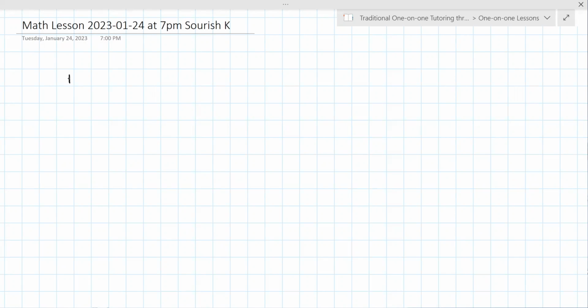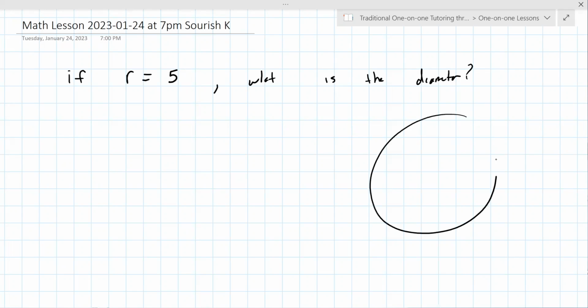Okay. So if the circumference, actually, let's do it this way. If the radius equals 5, what is the diameter? The radius equals 5. What is the diameter? For that, you have to multiply 3.14 times 5. That is not correct. How are the radius and the diameter related in a circle? So here's a circle. Here's the center. This is a radius. This is a radius.